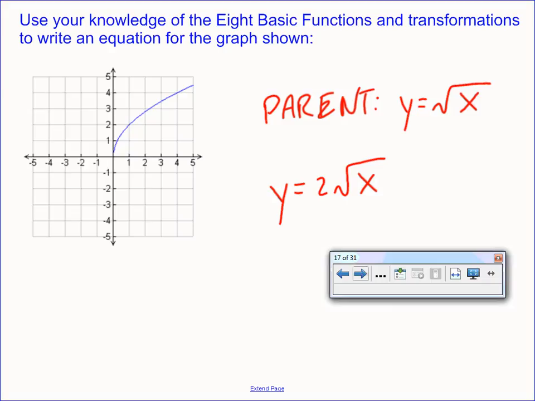Our parent was a square root function family, but the arm was twice as tall. The y-coordinates were twice as tall. So instead of the key point (1, 1), it had (1, 2), twice as tall for the y-coordinate. Instead of (4, 2), it had (4, 4), twice as tall. So y equals 2 times root x.